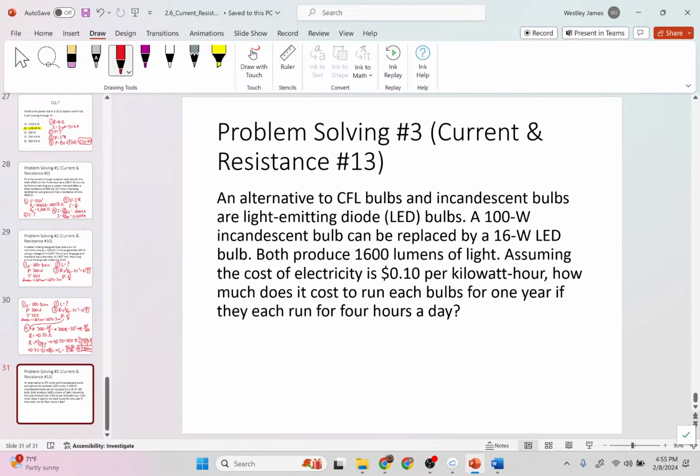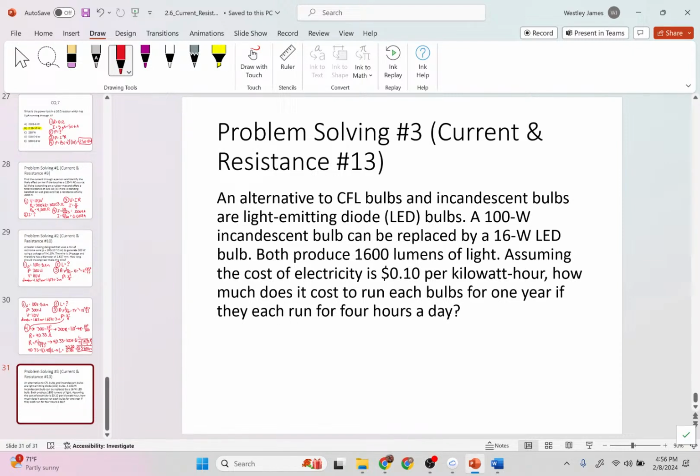Everything's LED. LED is literally better in every single way. It's cheaper to make. They last longer. They use less electricity. LEDs are just the best. So a 100-watt incandescent bulb can be replaced by a 16-watt LED bulb. Both produce the same amount of light. Great. Assuming the cost of electricity is 10 cents per kilowatt hour, how much does it cost to run each bulb for 1 year if they run for 4 hours a day?